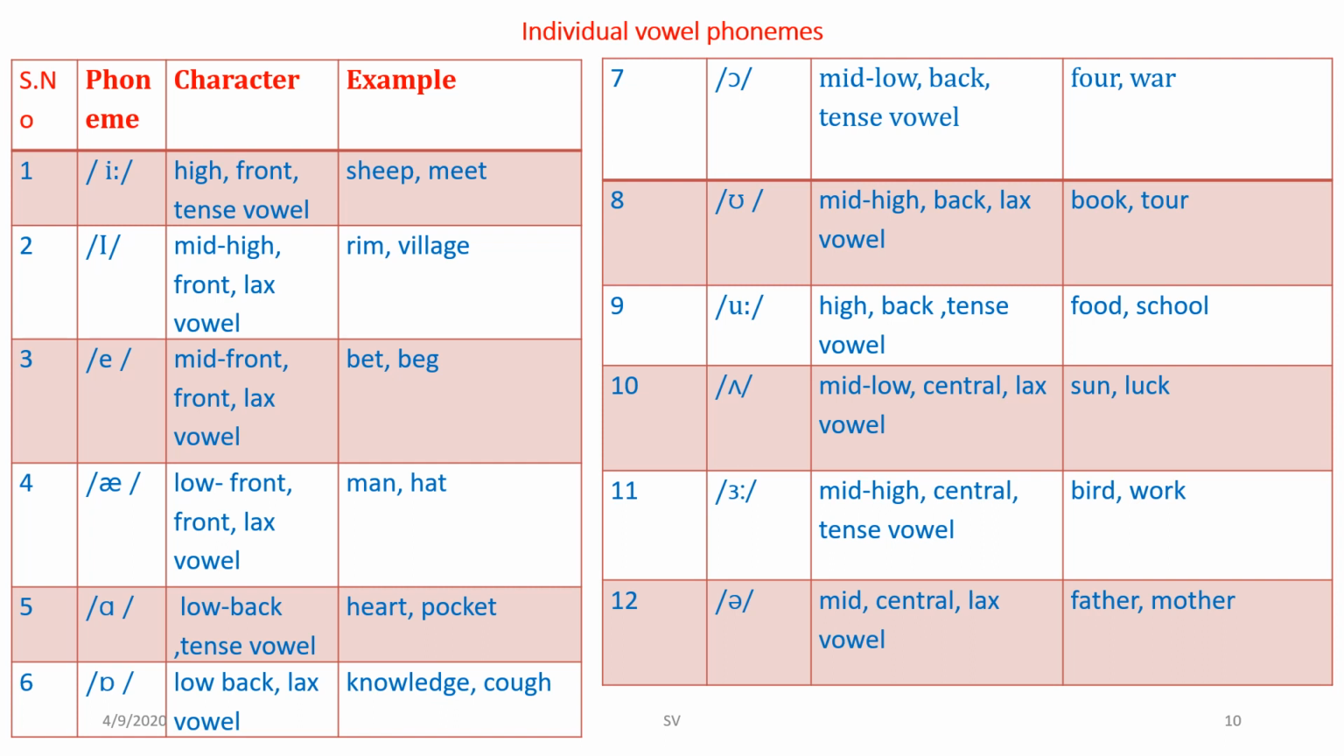Number 11, it is a mid-high central tense vowel. Example: bird, work. Number 12, it is a mid-central lax vowel. Father, mother.